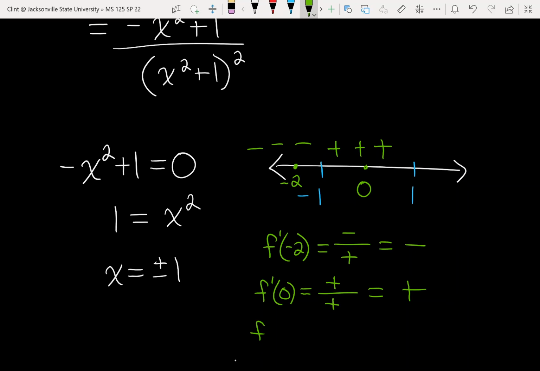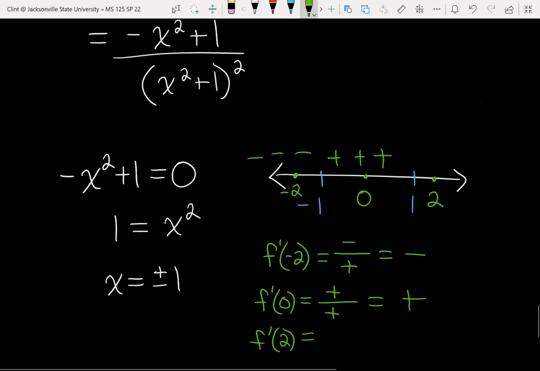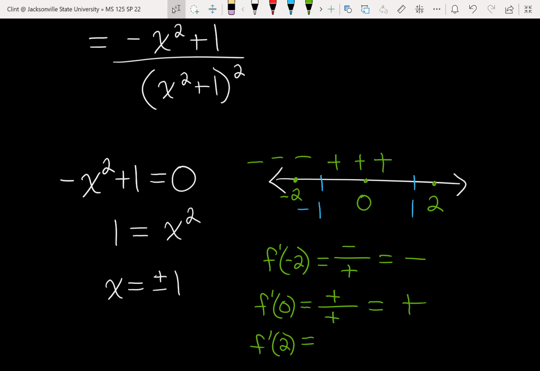We go one more. If we go plus 2, 2 squared is 4. But then we get negative 4 plus 1, so negative on the top, so negative. Negative over positive. Again, that comes out alternating. Don't trust it. It doesn't always alternate.